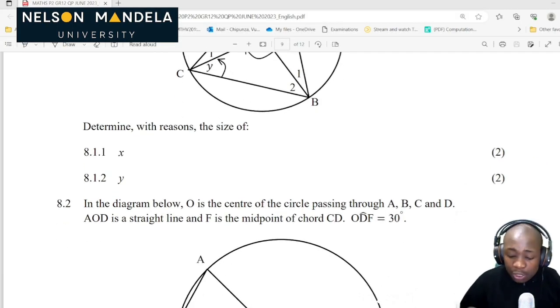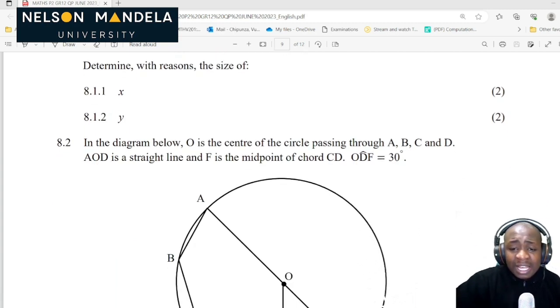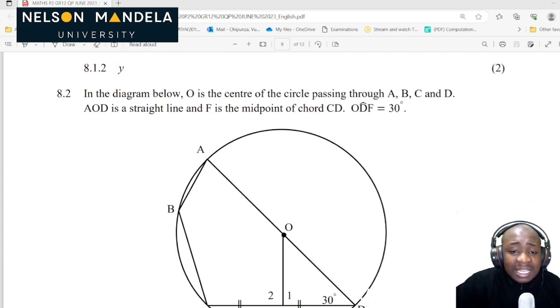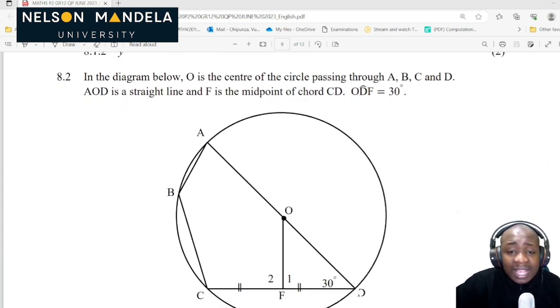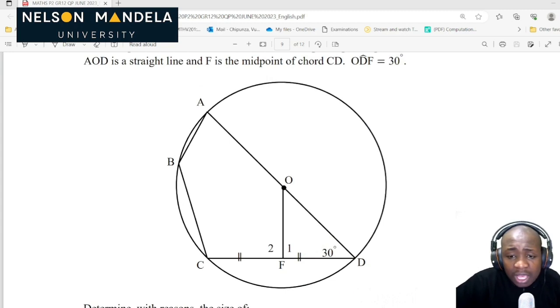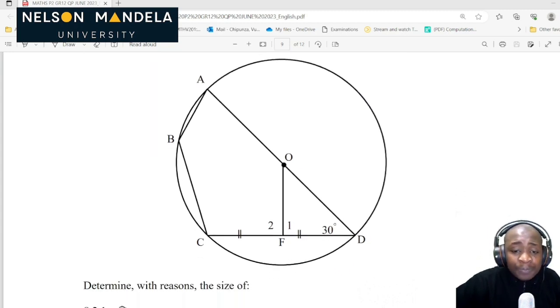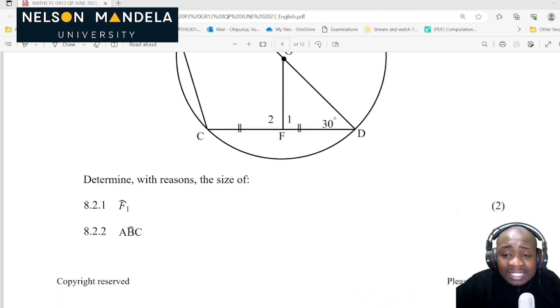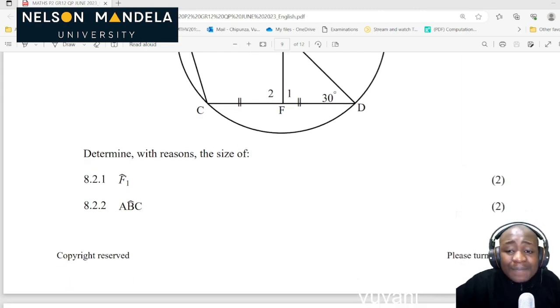In the diagram below, so what do they want? O is the center of this circle passing through A, B, C, and D. AOD is a straight line, and F is the midpoint of chord CD. ODF is equal to 30 degrees. Okay, where is ODF? Oh, there is our 30 degrees. Determine with reasons the size of F1 and ABC.